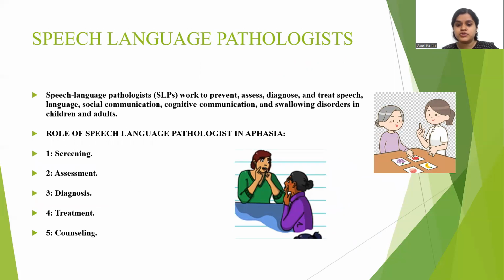Then we work to assess and differentially diagnose which type of aphasia it is. Then we form an individualized speech and language therapy plan. We teach them speech and language therapy techniques in the therapy setup. And we counsel the person with aphasia as well as the caregivers. The main skills that we work on are speech, language, swallowing, cognition, and communication in a person with aphasia.